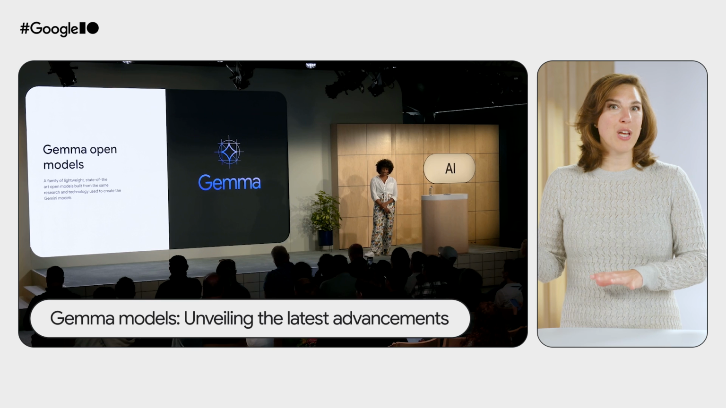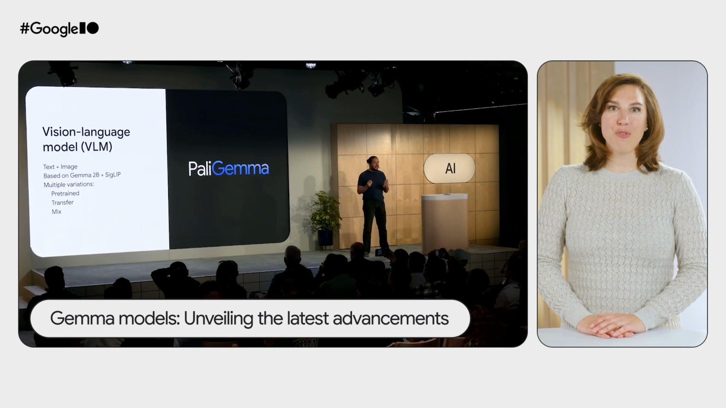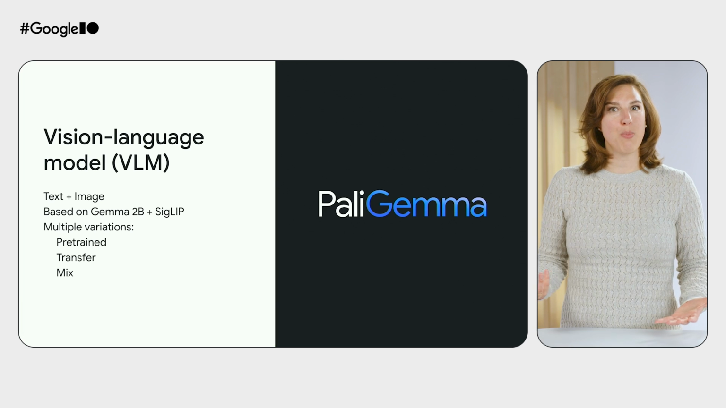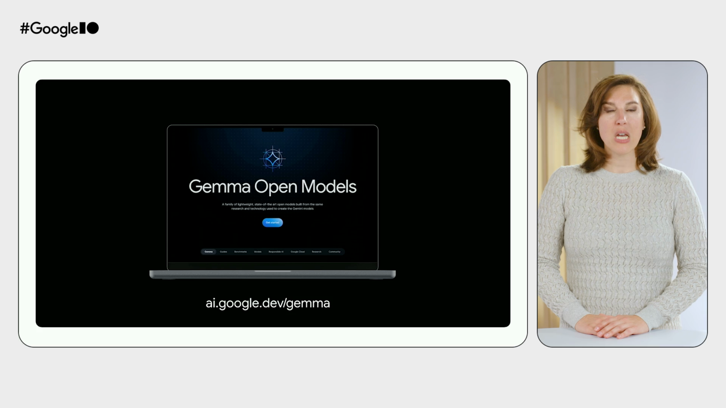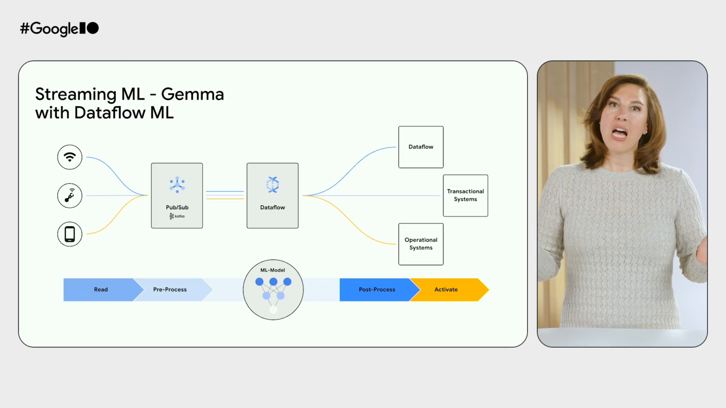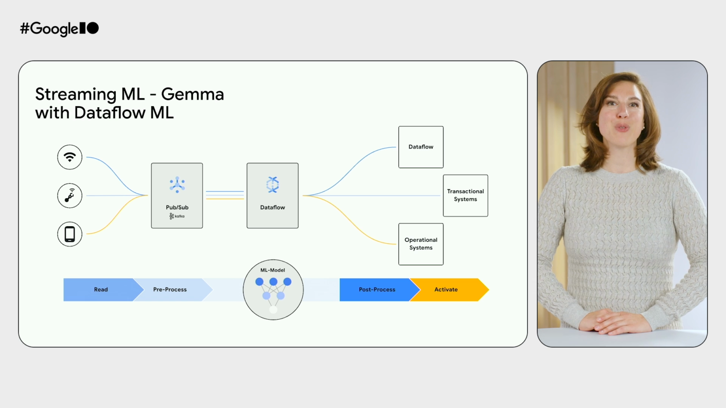Turning to open models and customized ML solutions, the Gemma team announced a new official variant, PaliGemma, that handles both text and image input. Watch their I/O session to learn about updates to Gemma models, including an upcoming 27 billion parameter variant, as well as Google AI developer tools that help you tune and deploy those models.